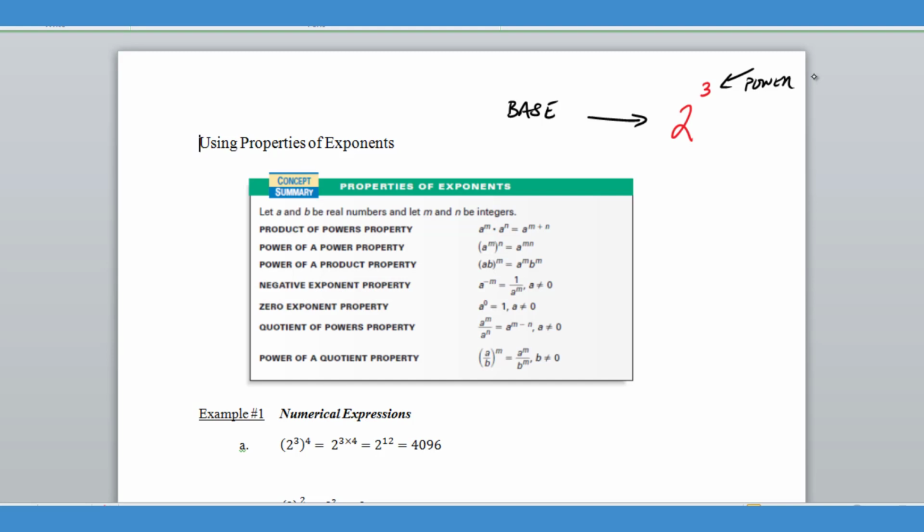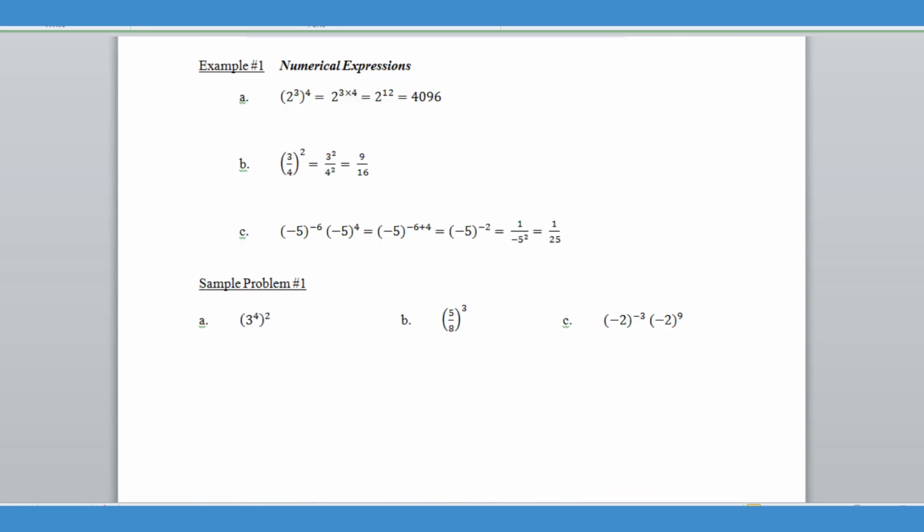We're going to start with these properties of exponents just using numerical expressions like 2 to the third. And in the next part of the lesson, we'll go to algebraic expressions, which would be something like x to the third, where x is the base, and of course 3 is still the power. So we have numerical expressions and algebraic expressions. We'll start applying these properties to numerical expressions. So let's take a look at this first one.